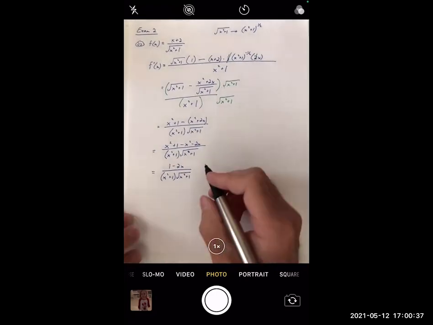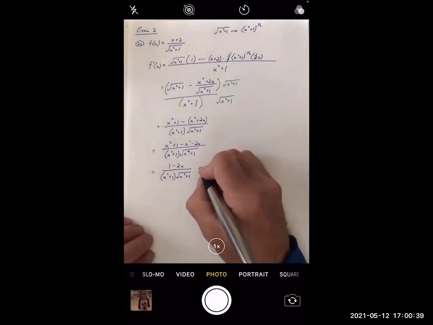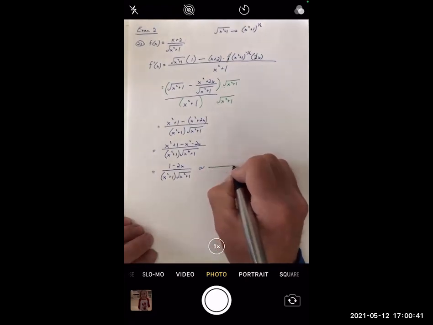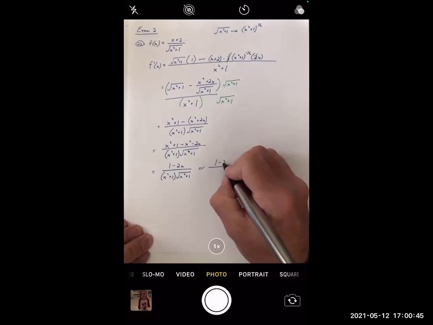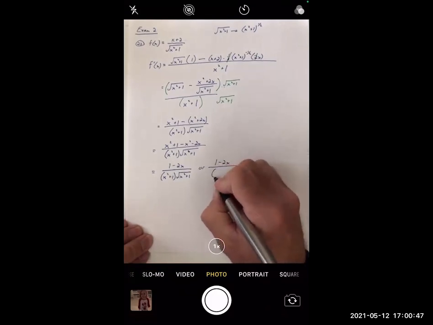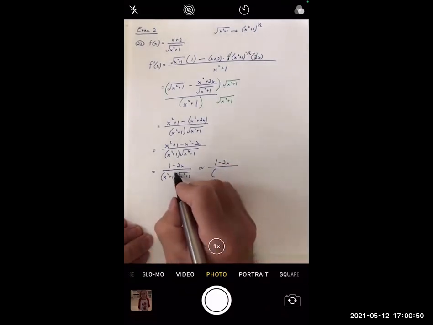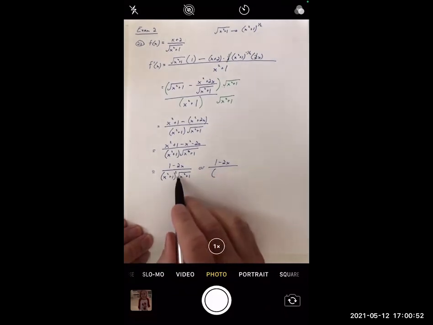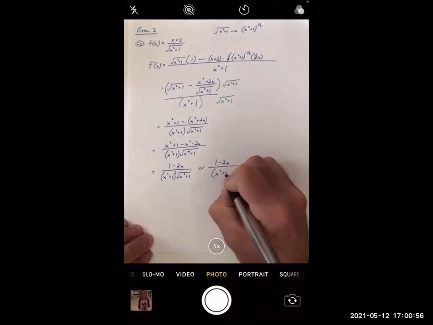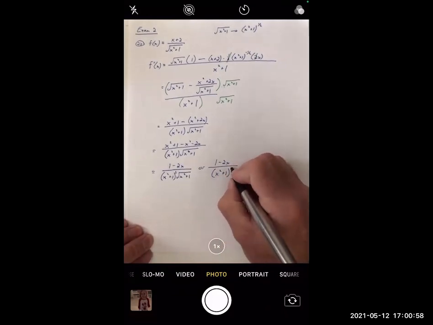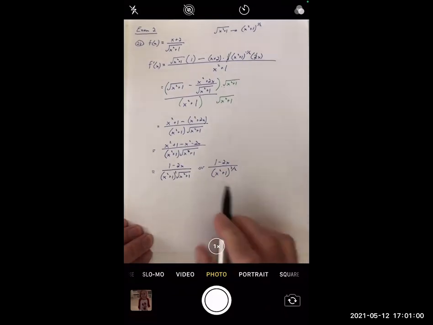Another answer you could put would be to just combine these two things, because you can add up the exponents. This has an exponent of 1, and this has an exponent of 1/2. So 1 plus 1/2 is 3/2. So you can write it this way, or you can write it this way, either one.